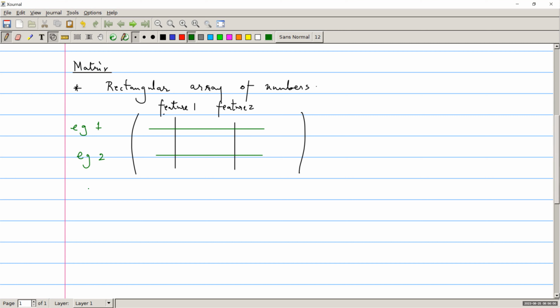So let's say there's a matrix A, and its shape is m comma n in Python, or we write it as m times n. This means it has m rows and n columns. The first number is the number of rows, the second number is the number of columns.